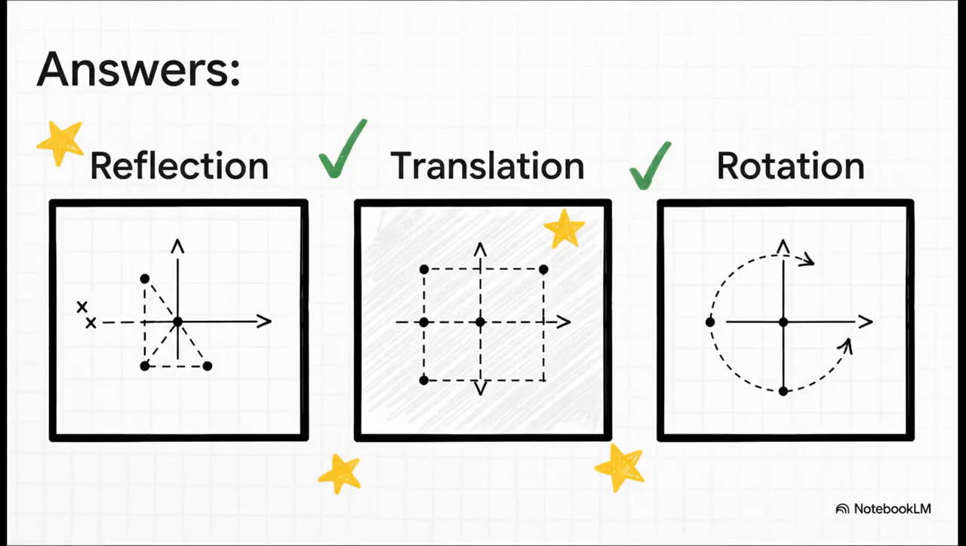Okay, you ready? Let's check those answers. For the reflection of (-1, 3), the y-coordinate flips, giving you (-1, -3). For the translation of (2, -1), you add 3 to the x and 4 to the y for a new point of (5, 3). And for that 90-degree rotation of (-4, 2), the coordinates swap and the new x becomes negative, landing you at (-2, -4).